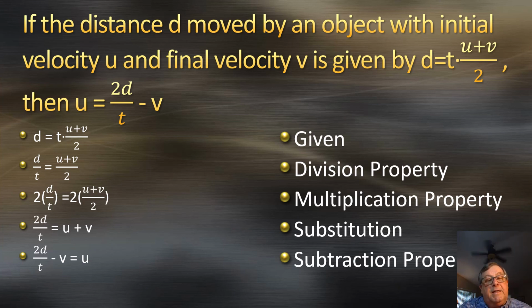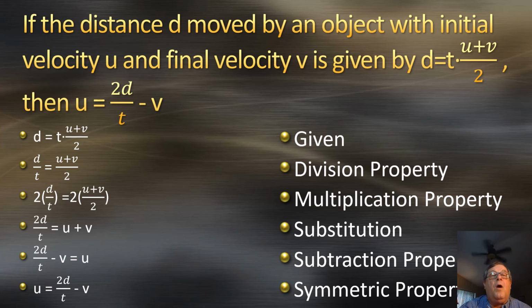Now, in order to get this in the way that it asked me to prove it, I need to flip it around. Rather than 2d over t minus v equals u, I need u equals 2d over t minus v. Well, that's simple enough to do. I can just flip that around, because if a equals b, then b equals a, and that's the symmetric property. And shazam, we have done the 2-column proof.